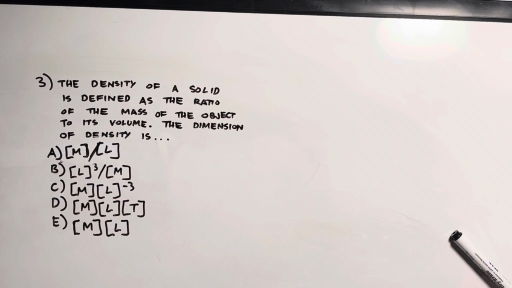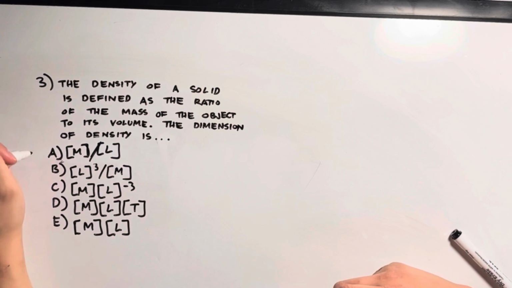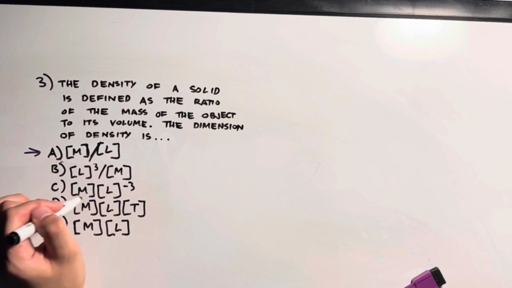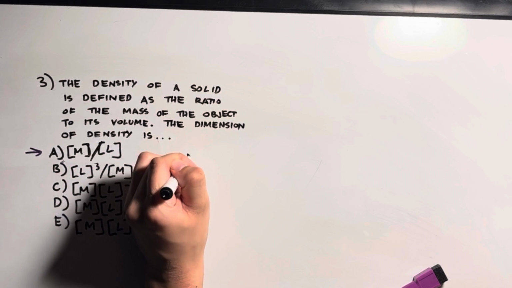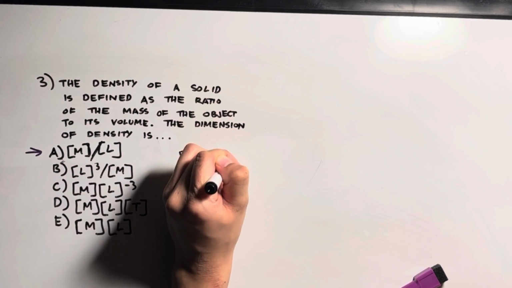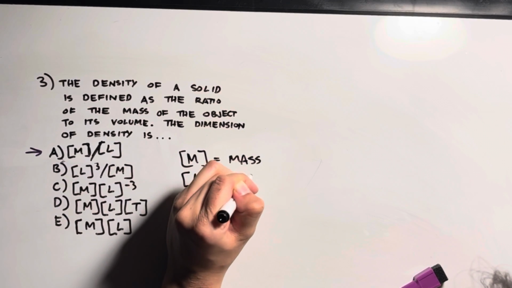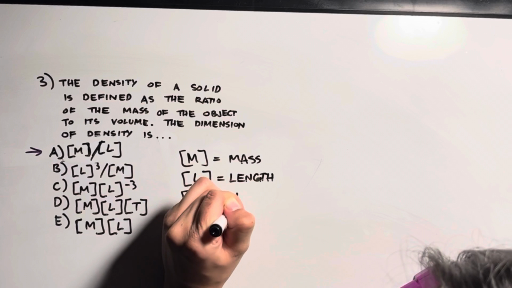Okay, our next question is, the density of a solid is defined as the ratio of the mass of the object to its volume. The dimension of density is, my first choice was A. Now this is incorrect because my mistake was misunderstanding the meaning of each letter we have here. So after some tutoring, I realized that M actually means mass, L is length, and T is time.